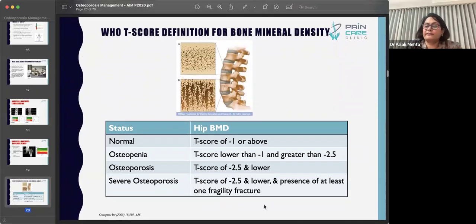So the WHO T-score definition for bone mineral density. You can see clearly the upper one is the normal bone and the lower one is the porous bone. Normal bone T-score is -1 or above. Osteopenia is T-score lower than -1 and greater than -2.5. Osteoporosis is T-score of -2.5 or less. And severe osteoporosis is T-score of -2.5 or less with the presence of at least one fragility fracture. Next slide, please.